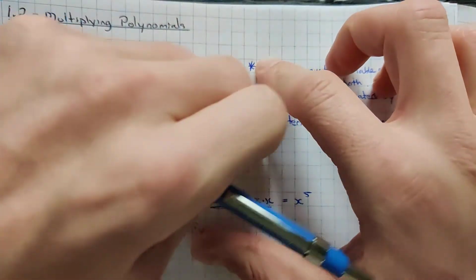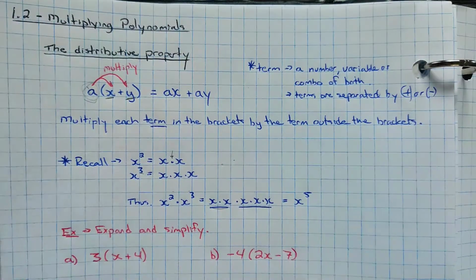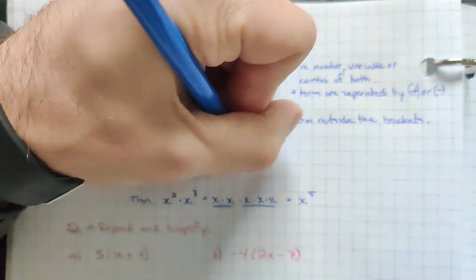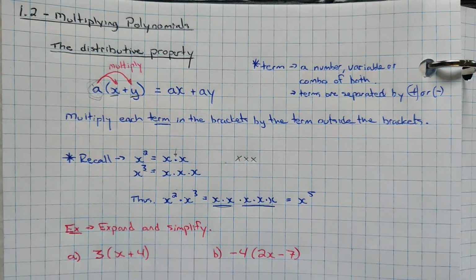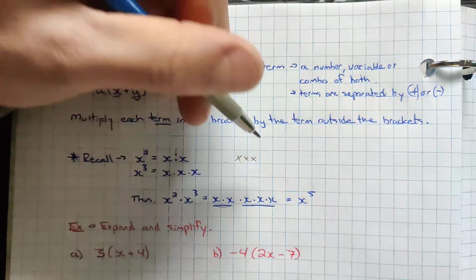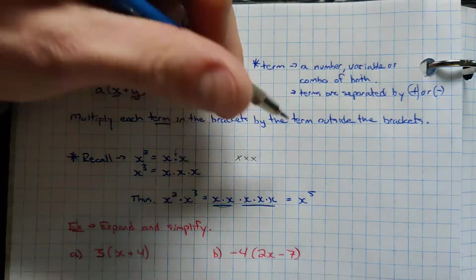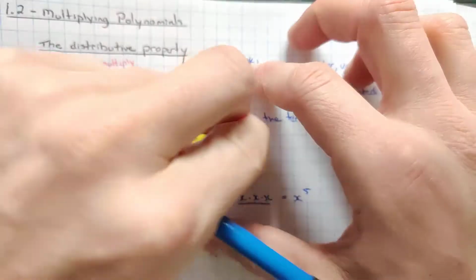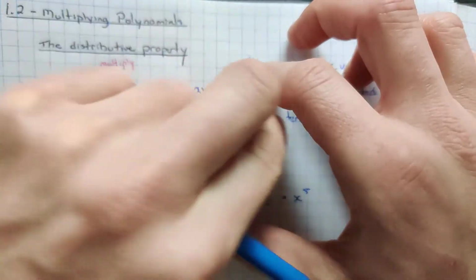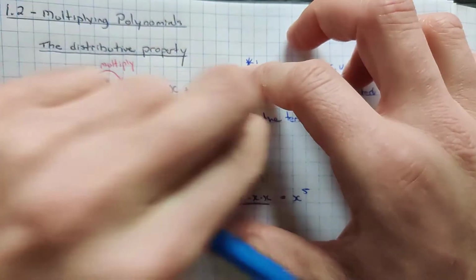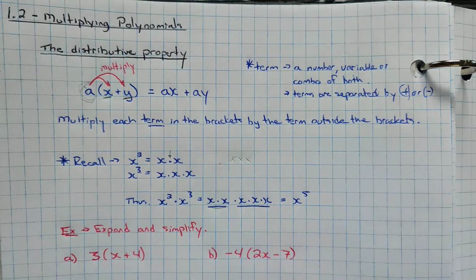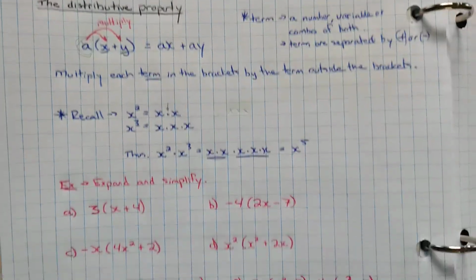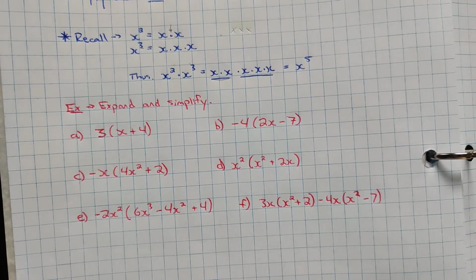I use that instead of a times sign because this can become confusing. Is that x being 3 x's, or is that x times x? So we avoid using an x for multiplication. We either use a dot, brackets, or variables side by side. So we have a couple examples here we'll work through quickly.